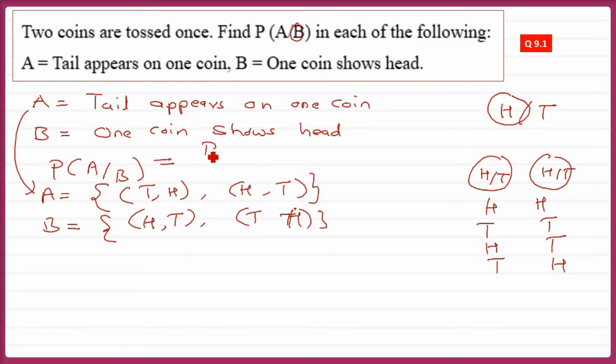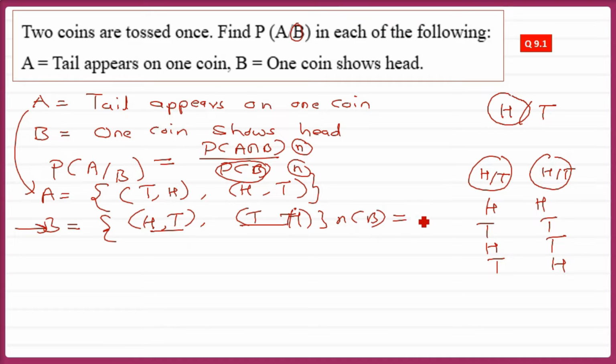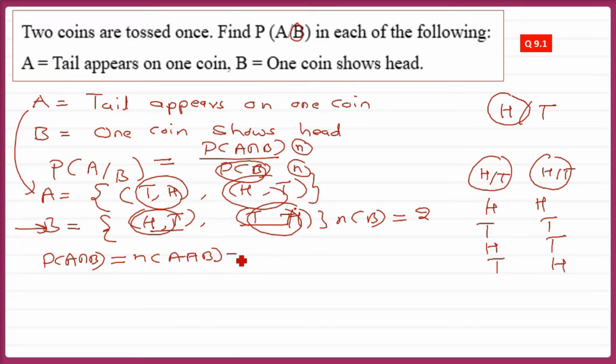Now the formula for P(A|B) is quite known to us. It's P(A intersection B) divided by the probability of B, the event which has already happened, or whose probability is already known to us. So we write the number of elements here. The number of elements of A we don't require. The number of elements in B: there are two, HT and TH. Now we need to find the intersection. In A intersection B, what are the common values? TH is there and HT is also there. So the number of elements in A intersection B is 2.